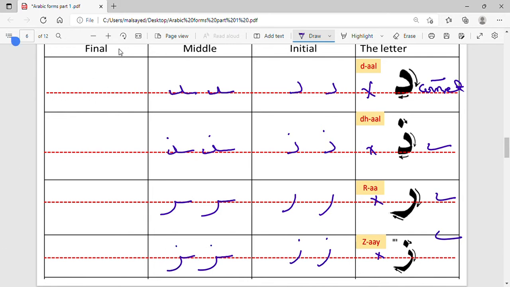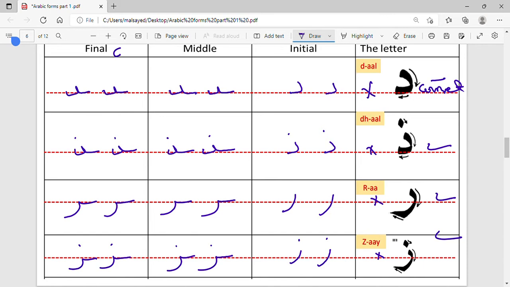Now the final form connected. If these letters appear at the end, they only connect with the letter before, so they only need the right hand to connect. Their middle form and final form connected are the same. So that's the final form connected of the dal, of the ra, and of the zai. Remember, these letters only connect on the right side. They don't connect on the left side.